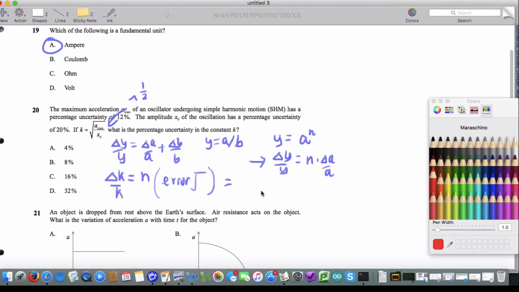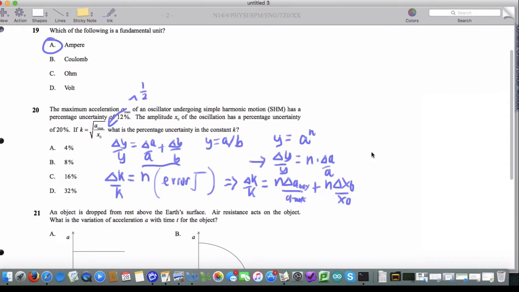And then we take our division equation into the problem. So that's going to give us delta K over K equals N times delta A max over A max plus N times delta X naught over X naught. Putting all this together, we have percents here. So our percent error, delta K over K, we don't need absolute, we leave it relative. That's going to be 1/2 times 12%, because square root is to the 1/2 power, plus 1/2 times 20%. So that's going to give me 6 plus 10. And that's how I'm getting a 16% error right here. That's choice C.